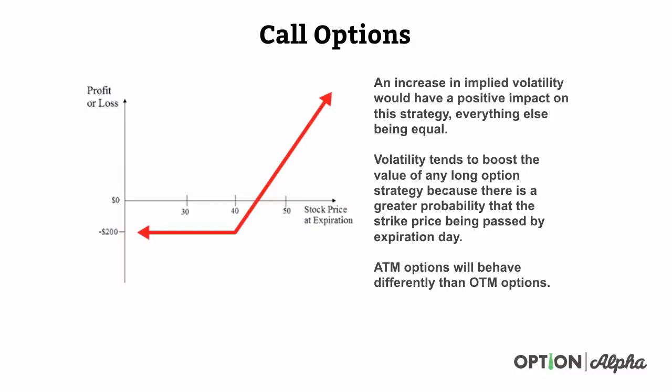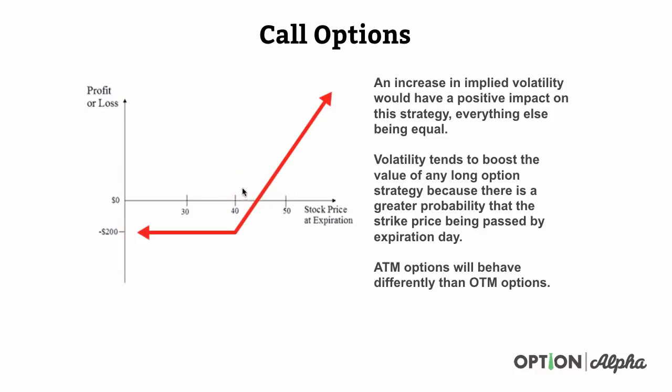Now, as implied volatility increases, which we'll talk about later on in this module, it does have a positive impact on the strategy, everything else being equal. Volatility tends to boost the overall value of long options because there's a greater probability that the strike price will be passed by expiration. And this just means if the market's more volatile and we have a stock that's sitting at $40, and there's a good chance that it could swing between 30 and 50, then there's a good chance that this options contract may be pretty valuable.